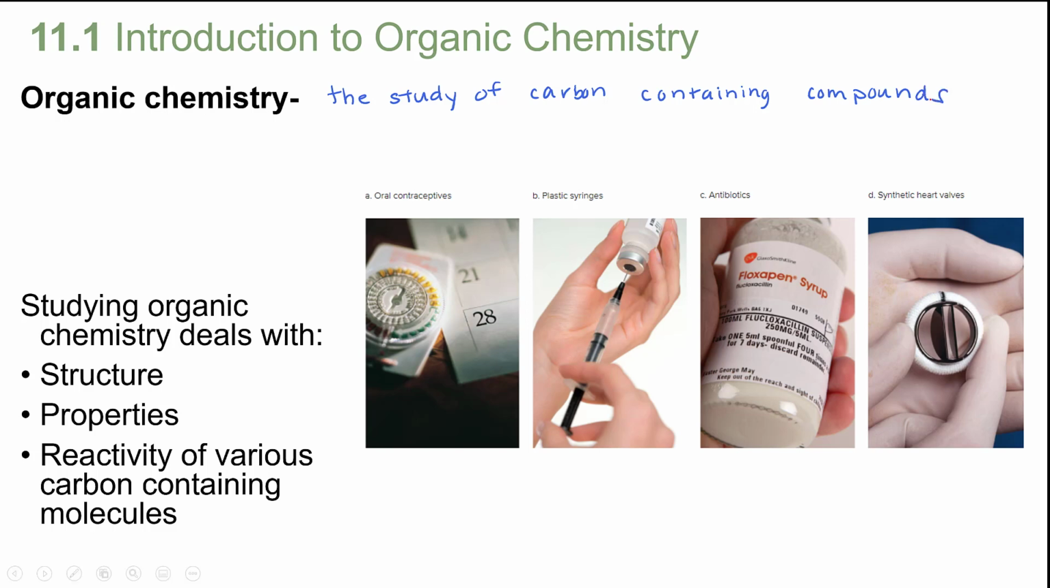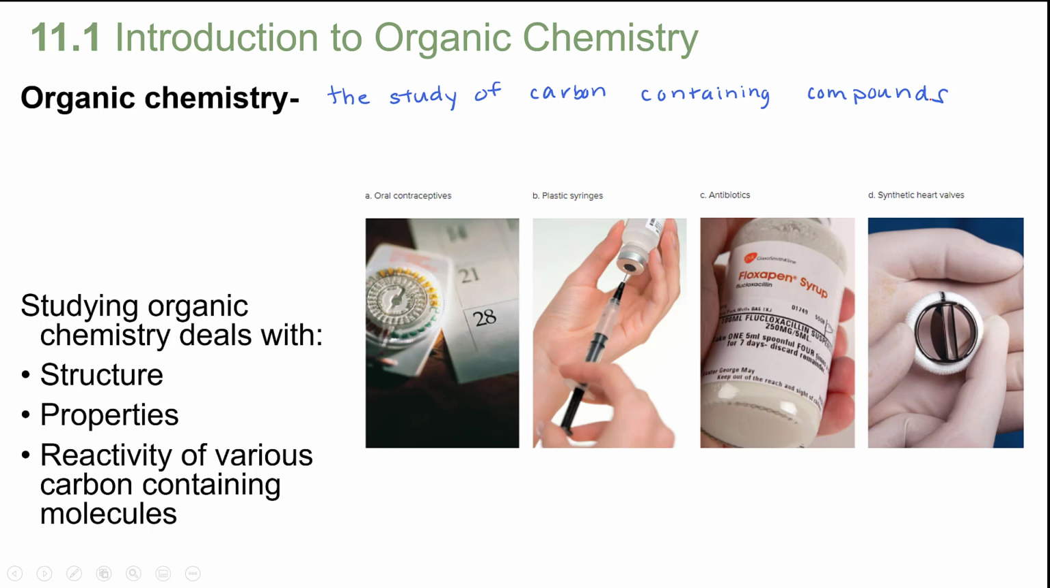Okay, so when we're looking at organic chemistry, this is going to be dealing with structure. We'll be looking at properties of different organic compounds and different reactivity of various carbon-containing molecules. So the pictures that we see here include oral contraceptives, plastic syringes, antibiotics, and synthetic heart valves. And all of these things are made up of organic molecules. We might see them also in clothing, food, other medications, gasoline, refrigerants, and soaps. These are all made solely of organic compounds.